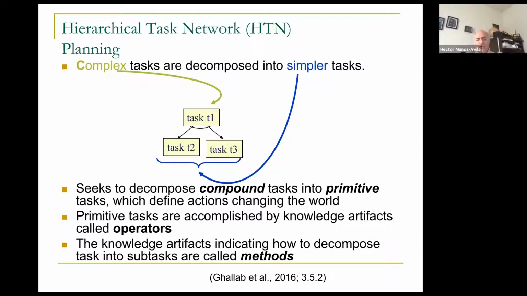So there are two kinds of knowledge artifacts used in HTN planning. One is the operators, same as in STRIPS planning and other forms of planning. I'm pretty sure you have seen PDDL, which is a language for expressing these operators. And the other knowledge artifacts are called methods, and those are the ones indicating how and when to decompose a task into subtasks. So the methods are the knowledge artifacts containing the task decompositions.